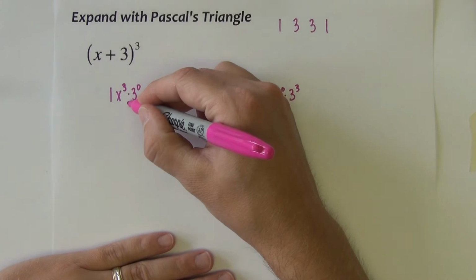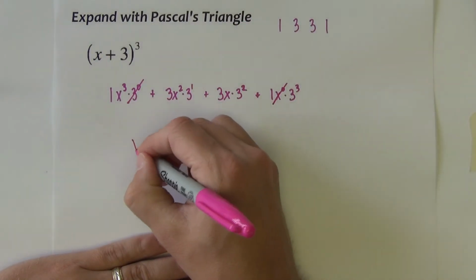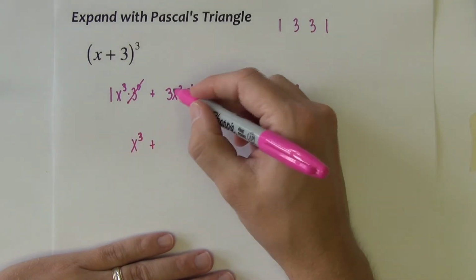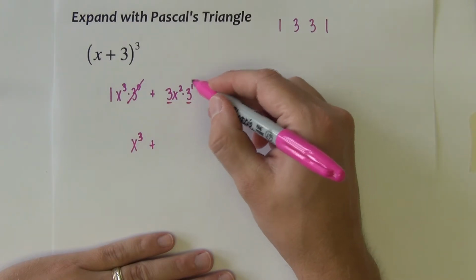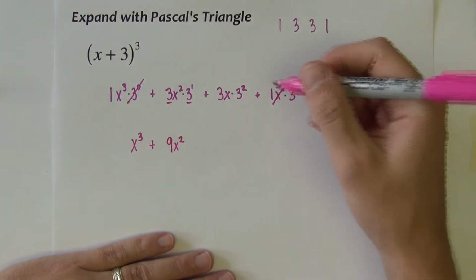The 3 to the 0 can go away. The x to the 0 can go away. First term is just x to the 3rd. Next term, I have got a 3, but I need to multiply it by this 3 to the 1st. This is 3 times 3, so the next term is 9x squared.